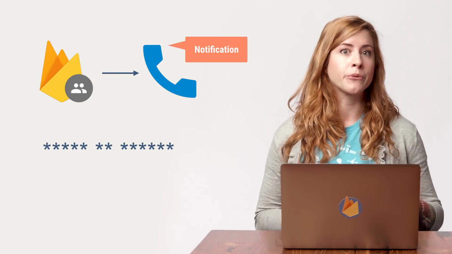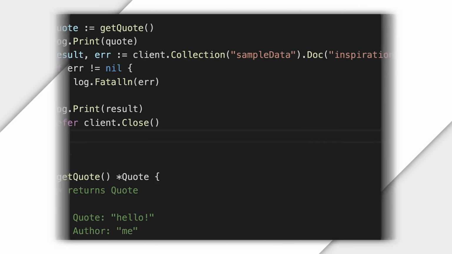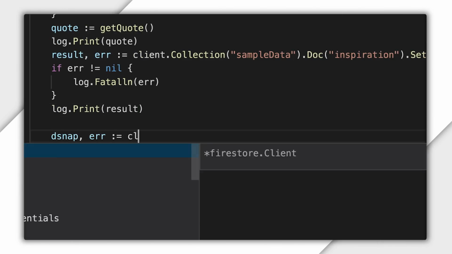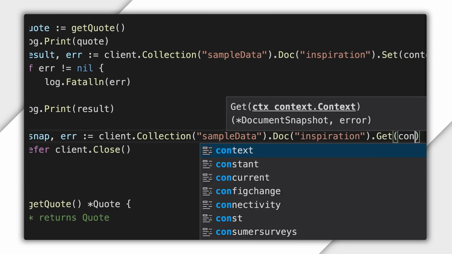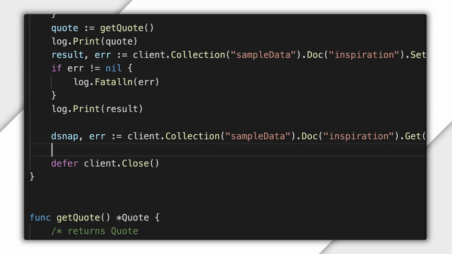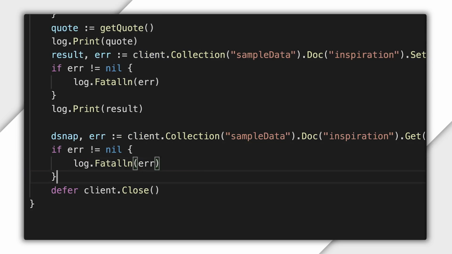But I may also want to be able to read data from Cloud Firestore server-side. Say if I wanted to sanitize bad words from quotes or send notifications when new quotes are written. So let's look at getting data from Firestore. I'll get data from the Inspiration doc in the sample data collection using get. I'll also include a catch block to handle if an error occurs. I'll just log it for now.